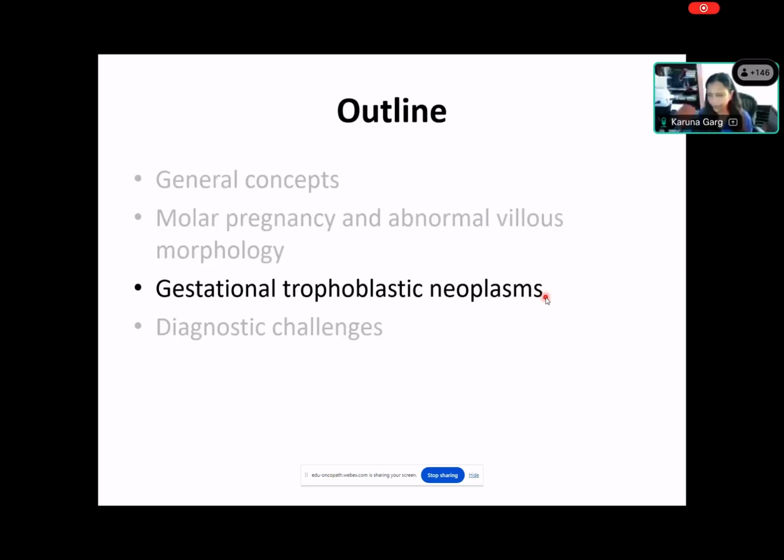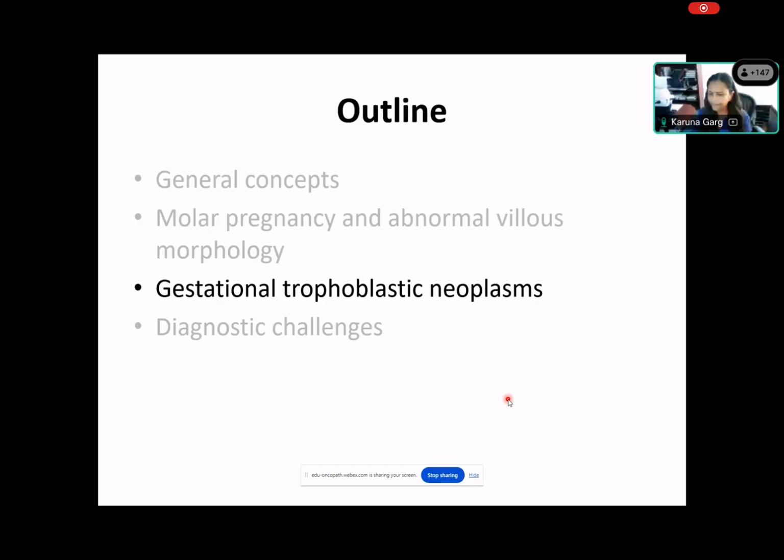So any questions on the molar pregnancy and abnormal villus morphology? No, can we keep going? Okay, so let's move on to gestational. Actually, there are a few questions in the chat box.